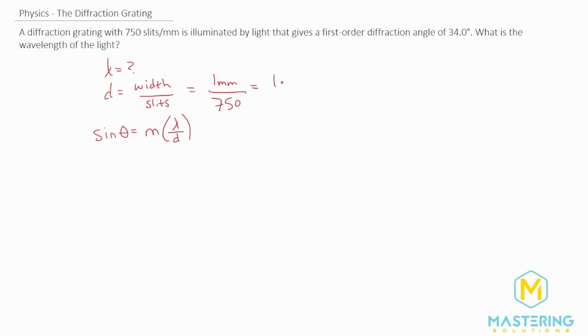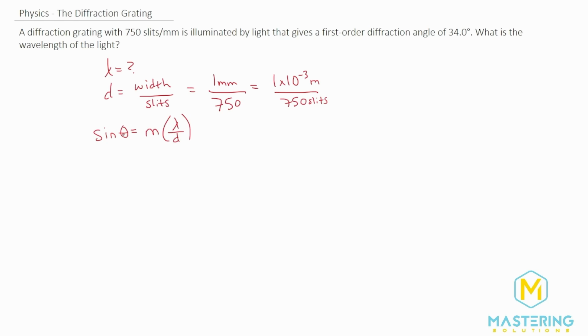So let's put that at 1 times 10 to the negative 3 meters divided by 750 slits. So for every millimeter, we have 750. And so that is how you find the d for diffraction gratings. Most of the time, I'll see students flip these and try to do 750 divided by 0.001, and it's confusing. So width divided by slits.